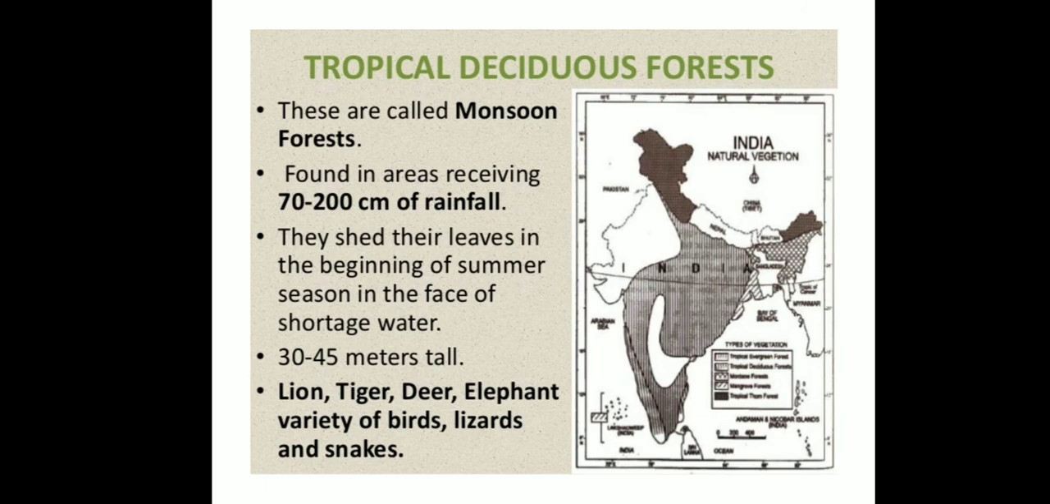After that, we have tropical deciduous forest. These are called monsoon forests, found in the areas receiving 70 to 200 centimeters of rainfall. They shed their leaves in the beginning of the summer season in the face of shortage of water. The height of the trees is 30 to 45 meters. Animals such as lion, tiger, deer, elephants, and a variety of birds, lizards, and snakes are all found in these forests.